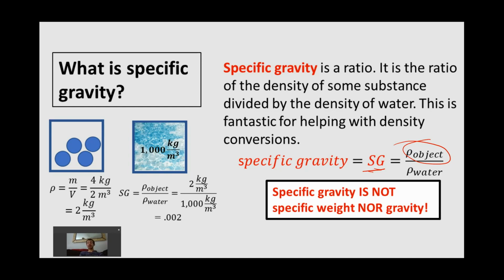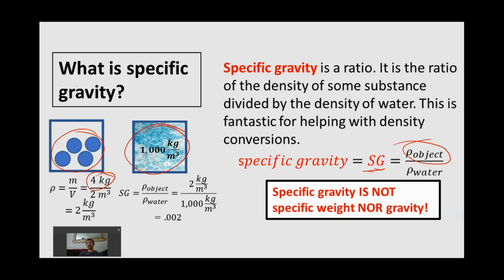Well, if you want to calculate the specific gravity of something, you simply calculate its density. In this case, I have 4 kilograms in a 2 meter cube box. So 4 divided by 2 is 2 kilograms per meter cubed. And the density of water is not something you calculate, it's something you look up. Do not try to calculate the density of water. It is something you have in your book.